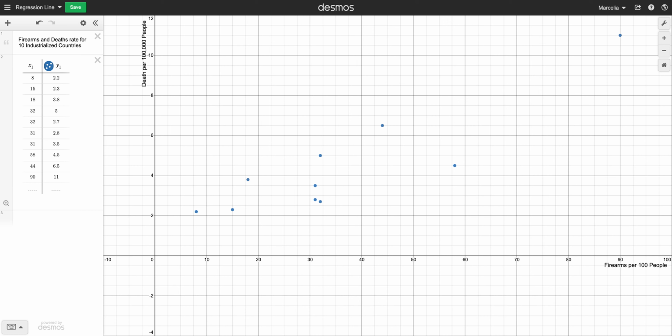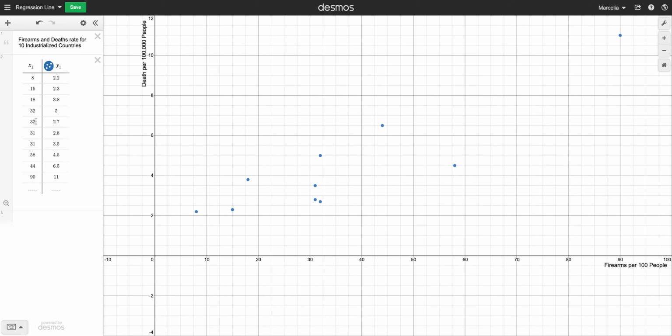Hi there. This is a demonstration of how to use Desmos to display a scatter plot, determine the equation of the regression line, and determine the correlation coefficient. I have done this manually, that is in the notes. And so we start with this problem, firearms and death rate for 10 industrialized countries.